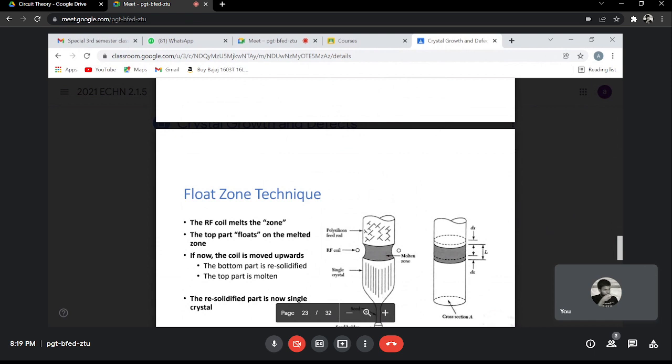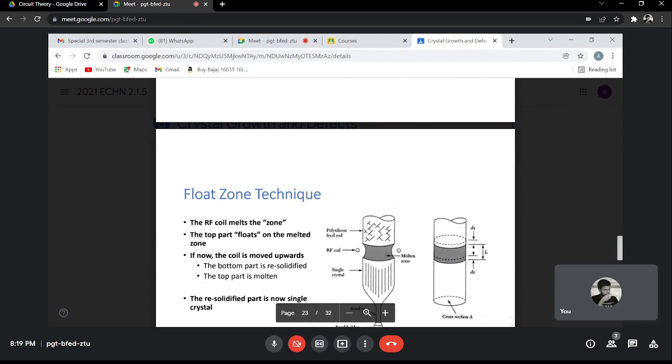Yes. Now, what will happen to the impurity? As it gets solidified, the lower portion gets purer, and the impurity gets into the liquid.